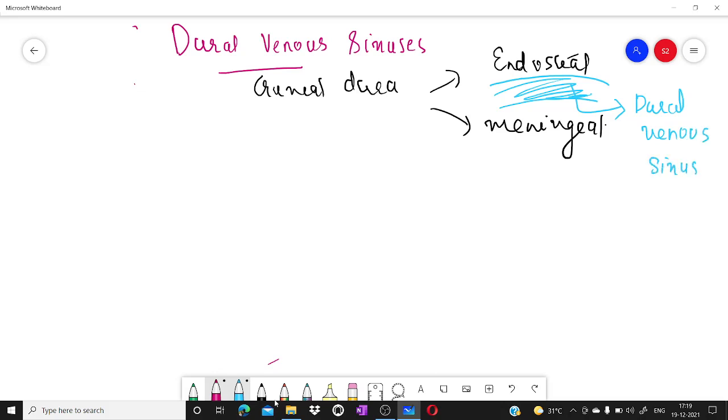But you know that some sinuses are located in the meningeal layer of the cranial dura. This includes the inferior sagittal sinus and also the straight sinus. These are the two dural venous sinuses which are located in the meningeal layer of dura. So we are going to discuss in detail the dural venous sinuses.